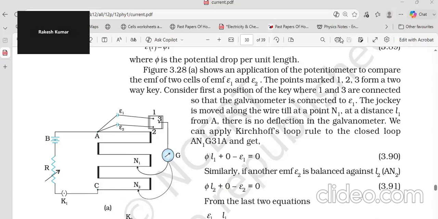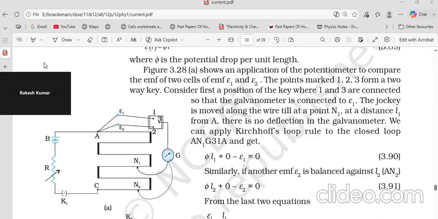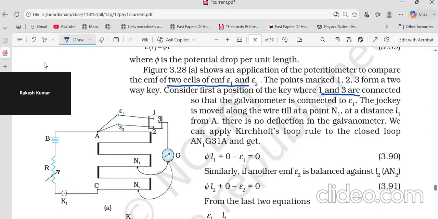Using the potentiometer to compare the EMF of two cells, E1 and E2. So what they do is they connect first 1 and 3. 1 and 3 are connected. So if they are connected, this is not connected to E2, and you will get a balance point somewhere. That means he's taking it to be L1.